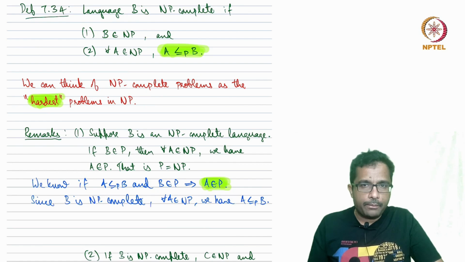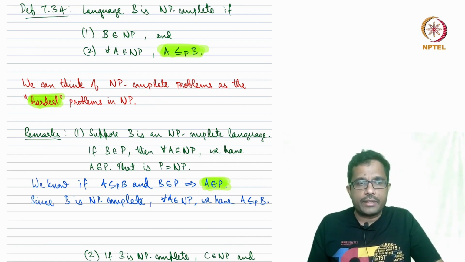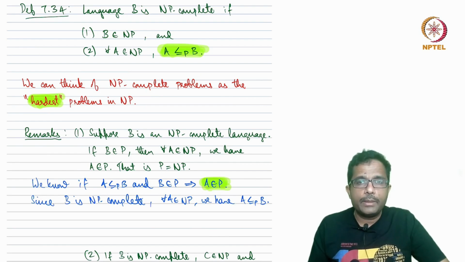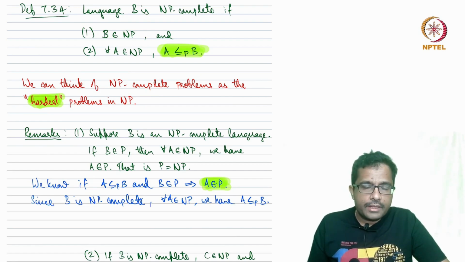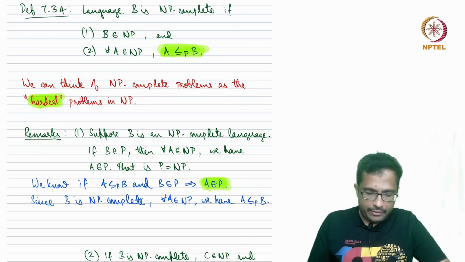So this is one point. This is sort of the significance of NP complete languages. If we can show a polynomial time algorithm for just any NP complete language, that would imply the whole of P equal to NP. And since it is believed that P and NP are distinct, that P is not equal to NP, we usually do not expect any NP complete language to have a polynomial time decider, because such a decider would imply that P equal to NP.